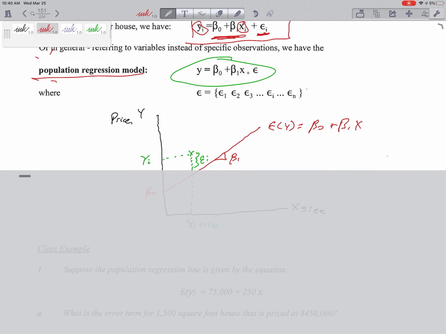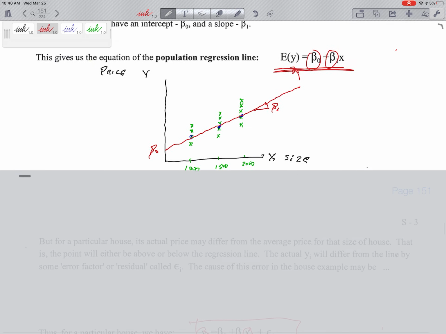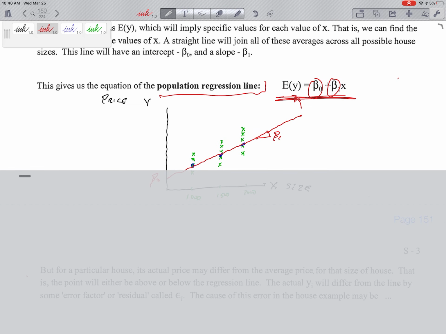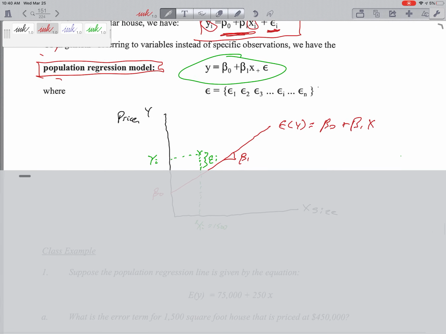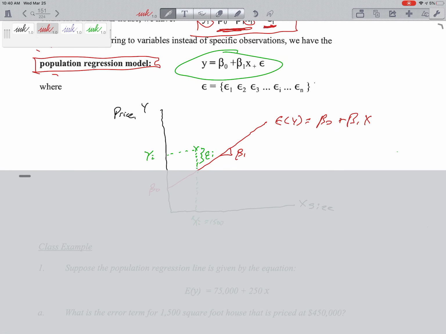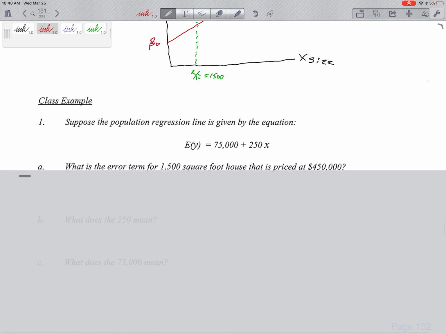So that's something that we call the population regression model right there. That differs from the regression line, which is just all the points on this red line here. So the actual houses differ according to the model by the individual error terms. And of course there would be a whole column of error terms if you were to do a calculation there, an error for each pairing of houses.